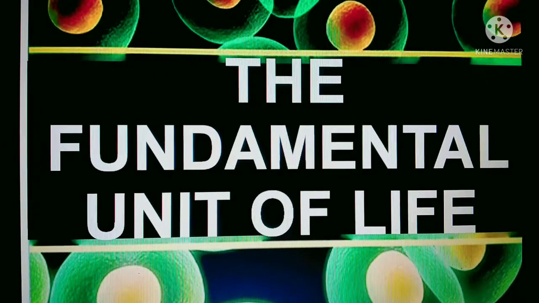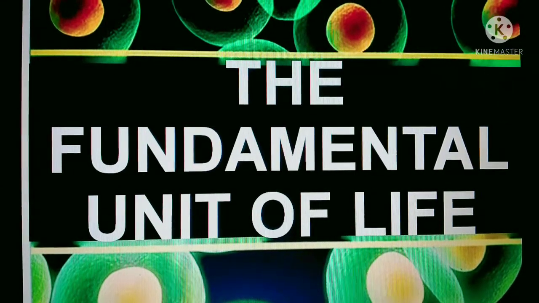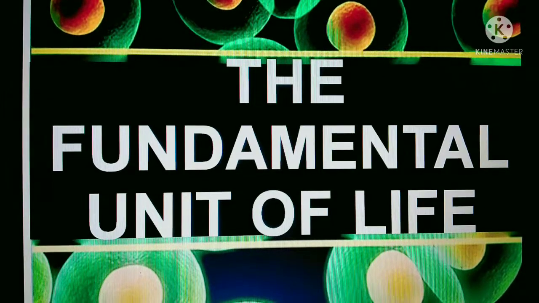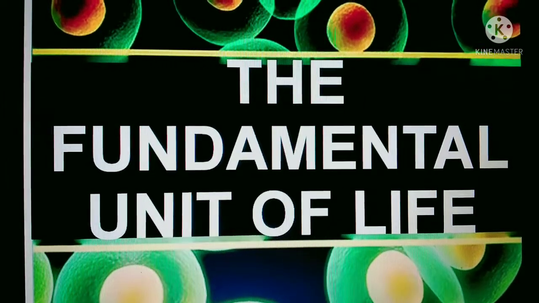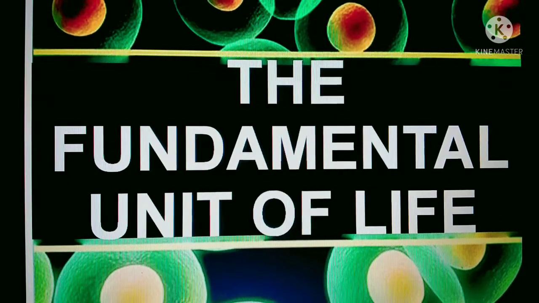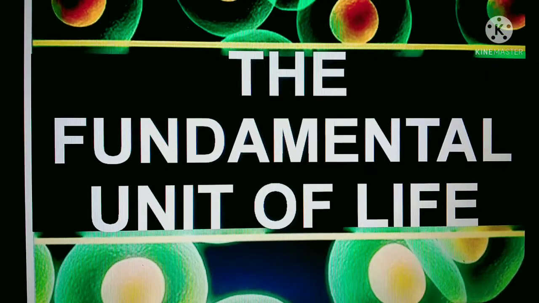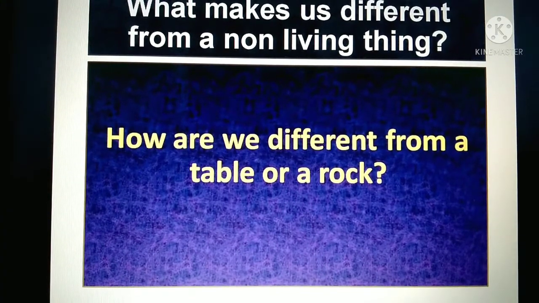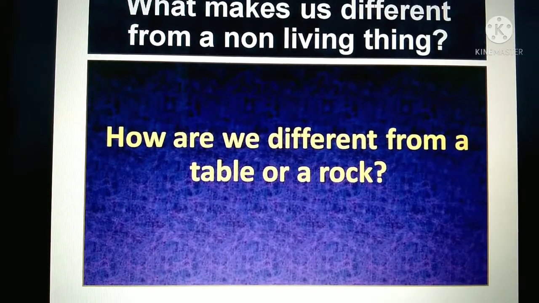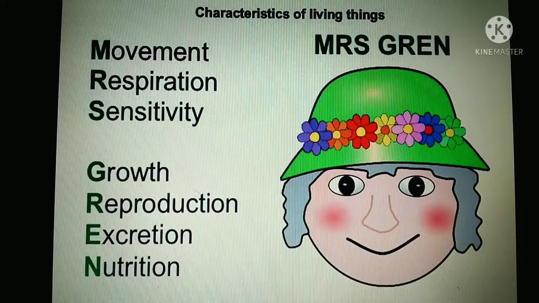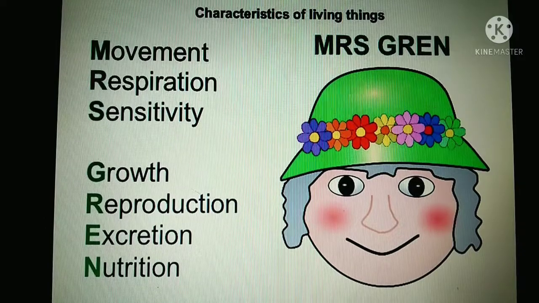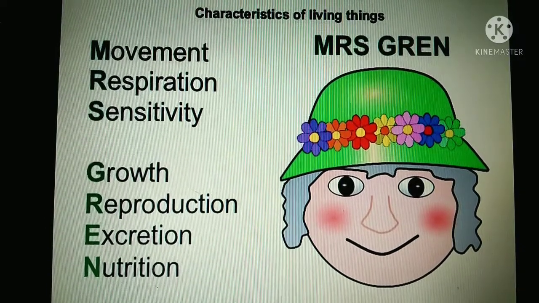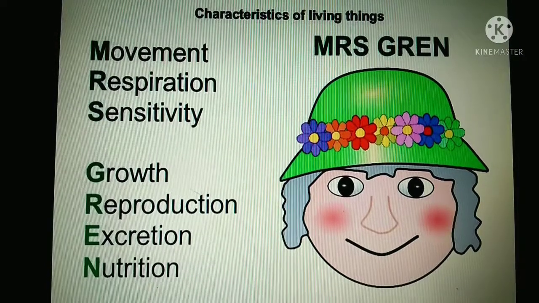Hello students, in this video we are going to study the fundamental unit of life, chapter 5 of class 9. First of all, we are going to understand the meaning of the word life, a living thing. What makes us different from a non-living thing? Like, a question comes into our mind: how are we different from a table or a rock? The answer to that question lies in this slide, that is, the characteristics of living things.